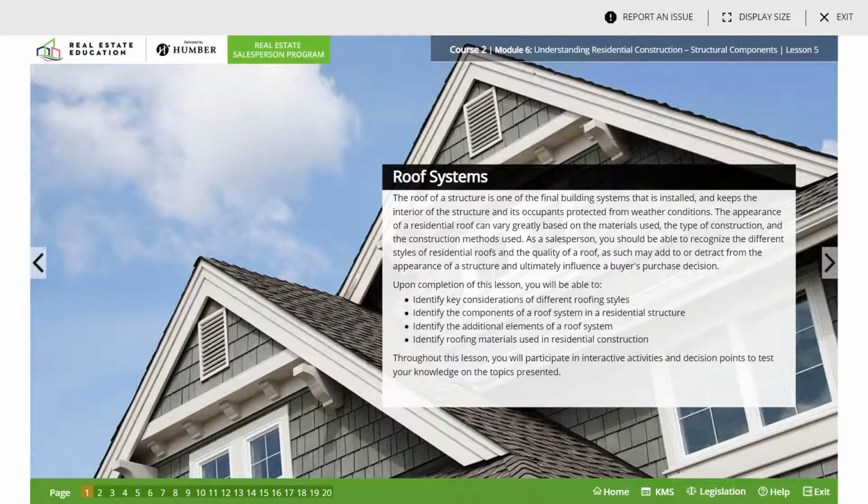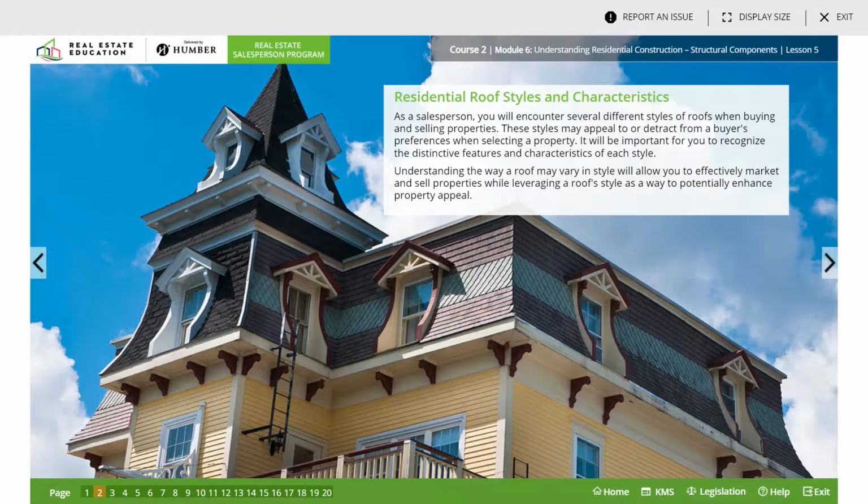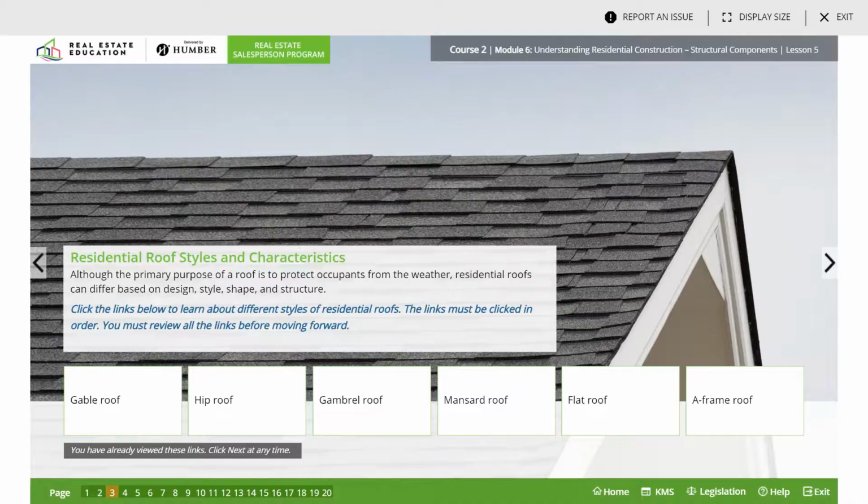They talk about roof systems. Just like the previous lessons, in the summary they don't really talk about that much, so I'm just going to go through the whole thing. There's only 20 pages. Maybe we'll find some interesting stuff that we can learn.